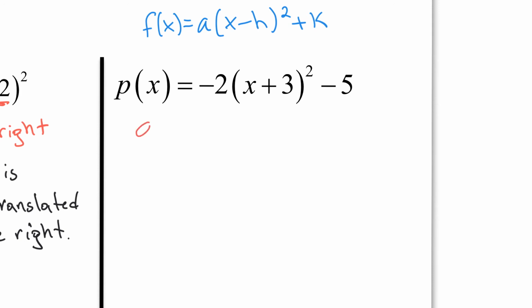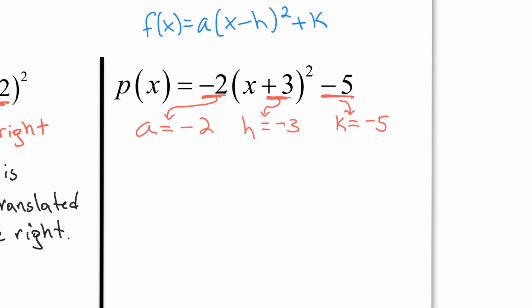So my A value is going to be -2. My H value, let me go back here. A is the one outside of the parentheses. H is the one inside of the parentheses, but you also have to change the sign. So H equals -3. And your K number is going to be the one at the end. So we have K equals -5. You don't change the sign of K, you always keep that sign.